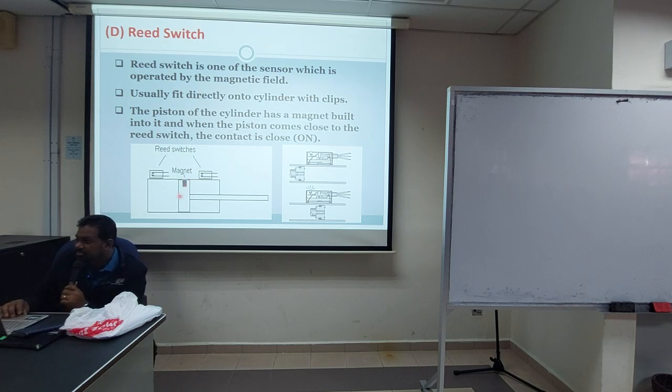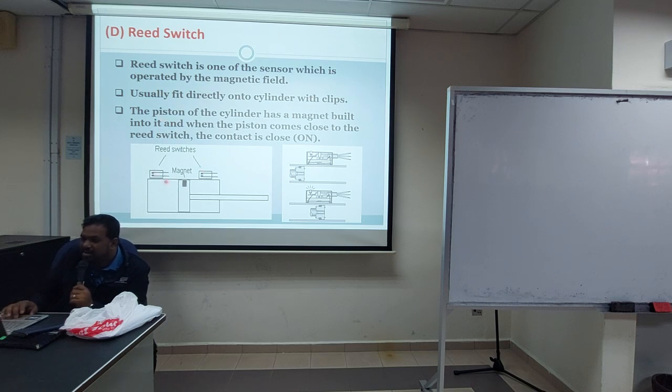Sebab dalam cylinder, dalam bahagian ni kan, so cylinder selalunya ada satu bahagian yang penuh dengan the body of the cylinder, and you have a rod. Okay, you have a rod. So dekat bahagian dalam ni ada magnet. Boleh tengok dekat sini dia ada magnet. So magnet ni boleh digunakan untuk detection of movement. Sebab you want to detect the end position, whether cylinder fully extend or retracted. So you kena either letak dekat luar ataupun boleh letak dekat dalam.